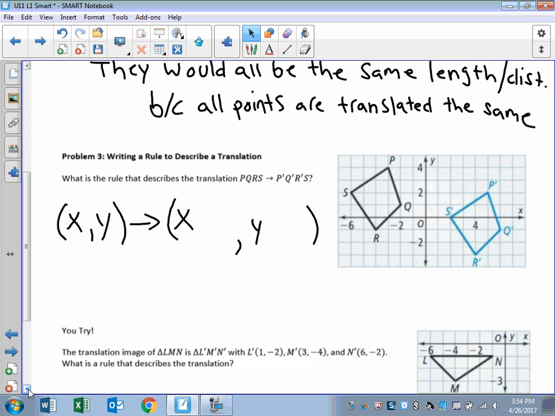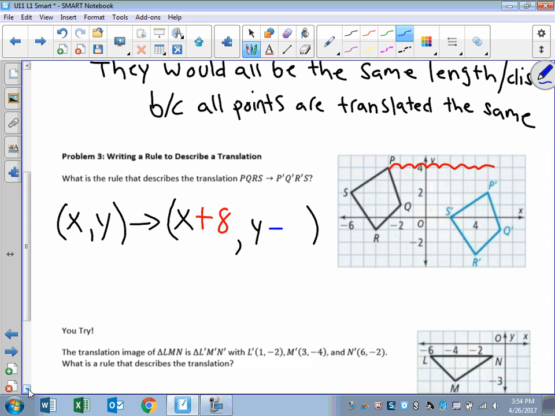So if we look at this example, we know that the blue shape is the image because it has the apostrophes. They're prime, P prime, S prime, Q prime, and R prime. So all we need to do is count. So we're going to the right, so we know it's going to be x plus. 1, 2, 3, 4, 5, 6, 7, 8. And then we're going down, so we know it's going to be minus. 1, 2. So then the rule ends up being every point is moved to the right 8, down 2: x plus 8, y minus 2.